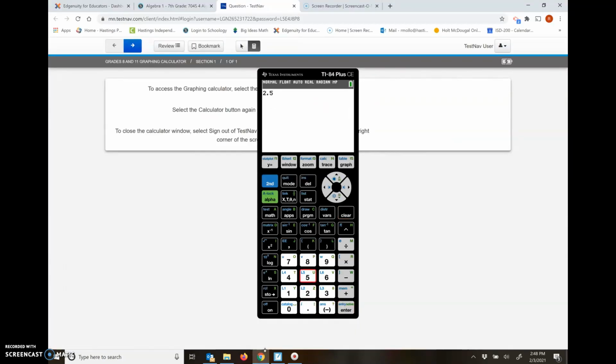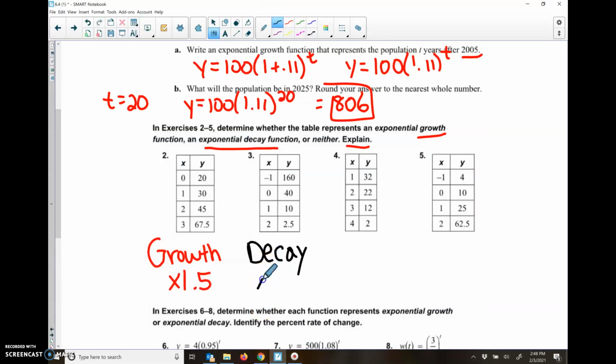So 2.5 divided by 10 is 0.25. 10 divided by 40 is 0.25, and 40 divided by 160 is 0.25. So it is decaying by 0.25 each time.